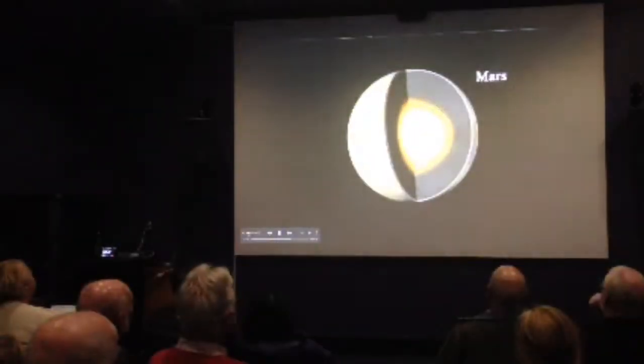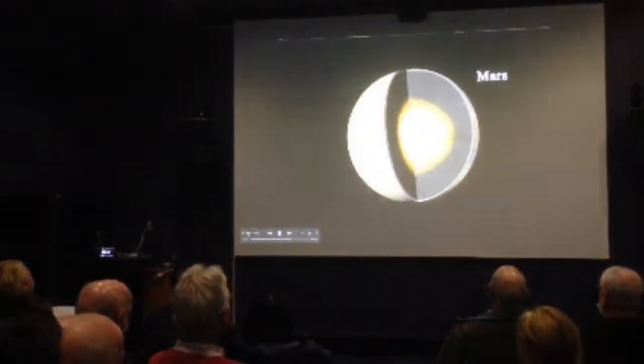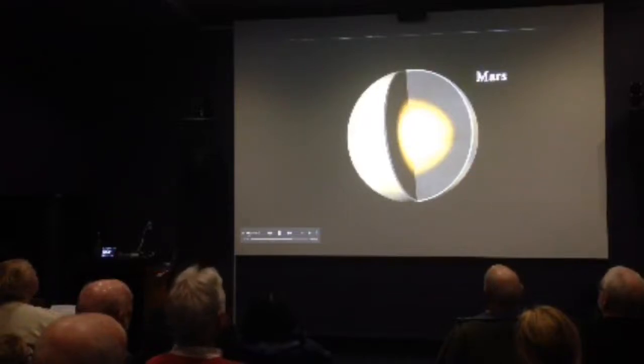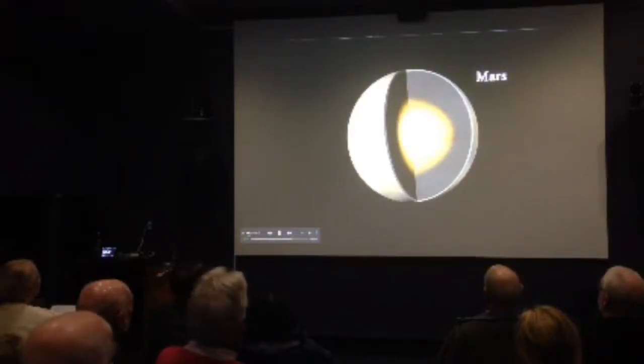Mars has a lower density than the other rocky planets. Earth's density is up over 5 grams per cubic centimeter. Mars is more like our moon and down around 3 grams per cubic centimeter. It likely has a lower percentage of iron in its composition, and therefore it has a correspondingly smaller core.